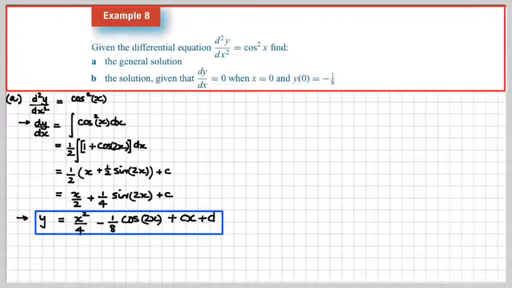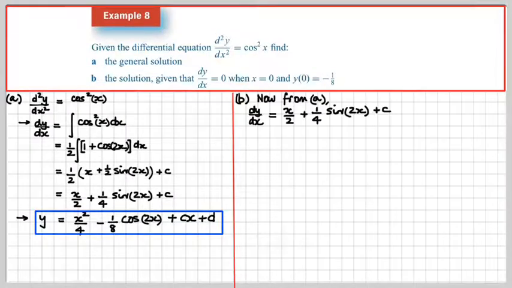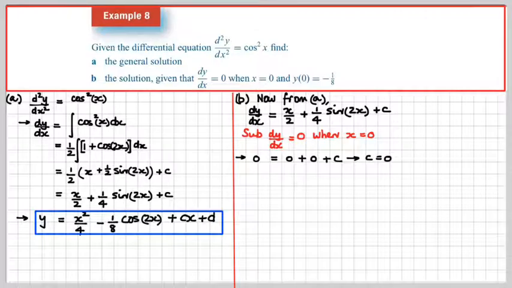Right, now, are we happy? Oh yes, now we've got to do this specific one, don't we? Alright, come on, we'll do that. B. Now we'll go back to the dy/dx expression, and now we'll substitute: dy/dx is 0 when x is 0. Alright, so we get 0 equals 0 plus sine of 0, which is 0 anyway. Oh look, c is a non-event, c is 0. There you go. So we don't have to worry about him.